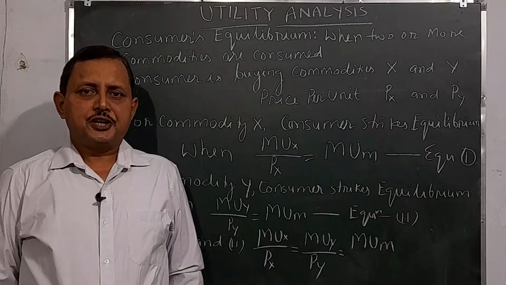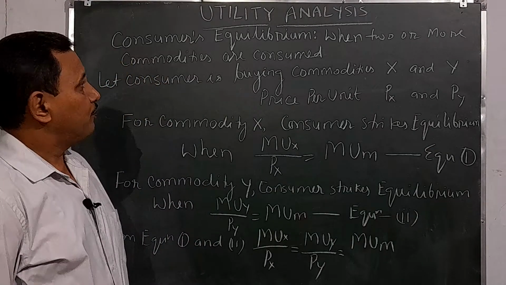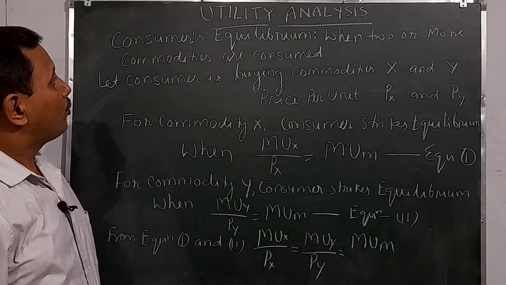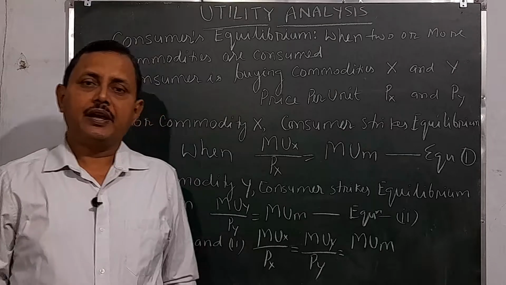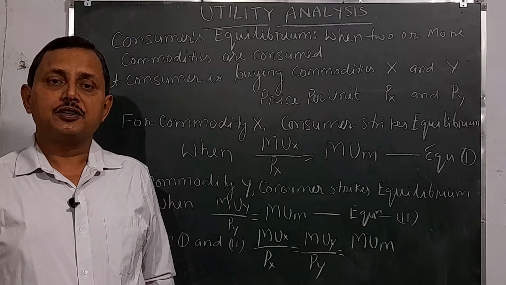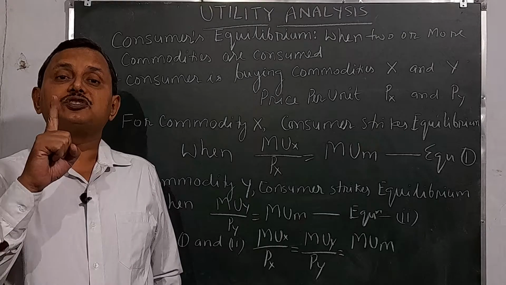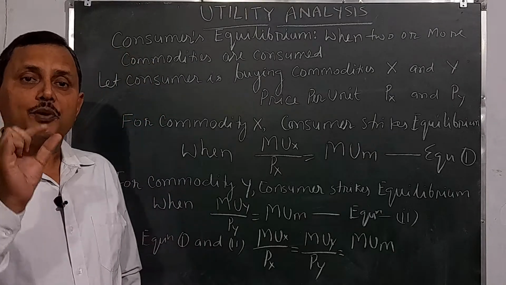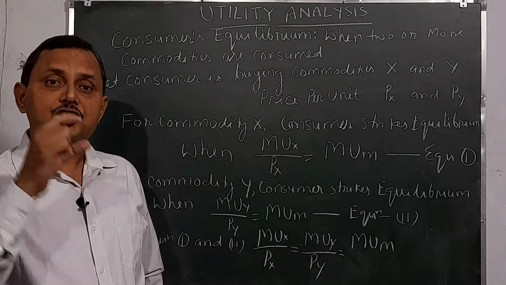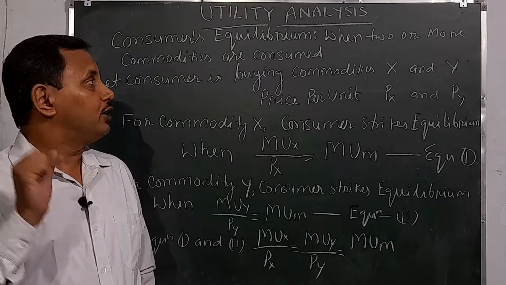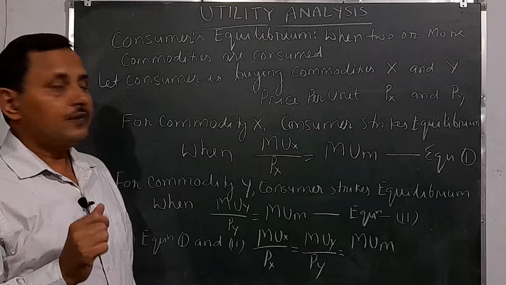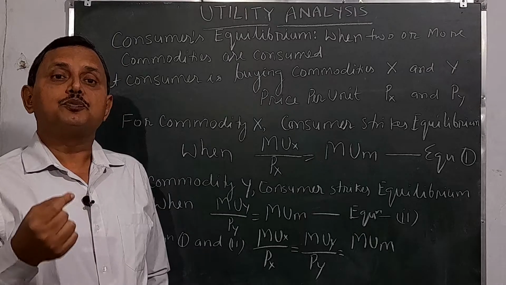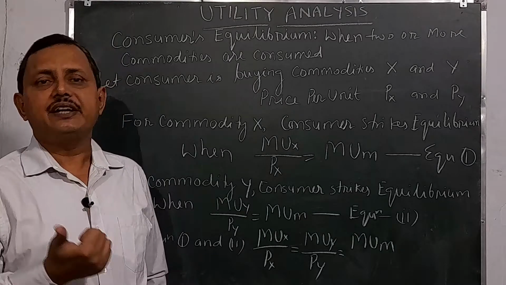Hello friends, today in this video we will study about consumer's equilibrium when two or more commodities are consumed. In one video we have studied about consumer's equilibrium in case of one commodity. When a consumer is consuming only one commodity, how much quantity of the commodity should the consumer consume in order to achieve equilibrium? We have seen that in day-to-day life, a consumer consumes several goods to fulfill different needs and wants.